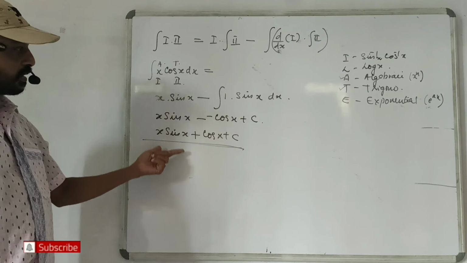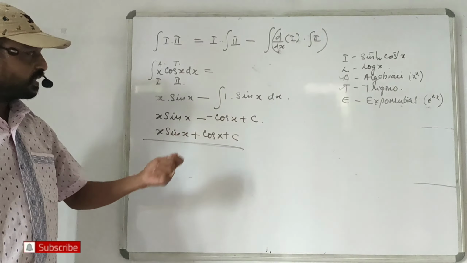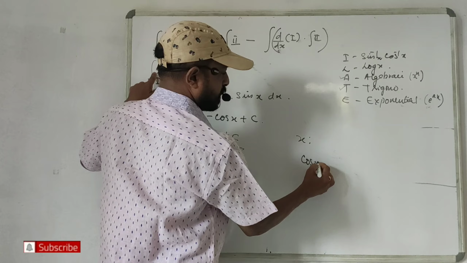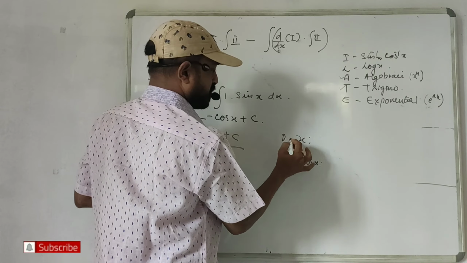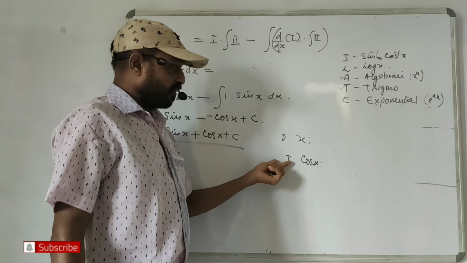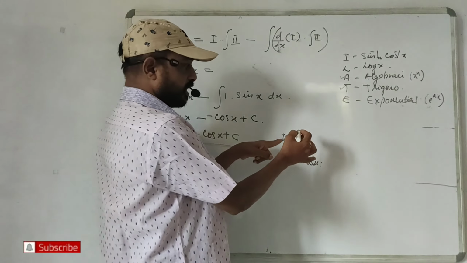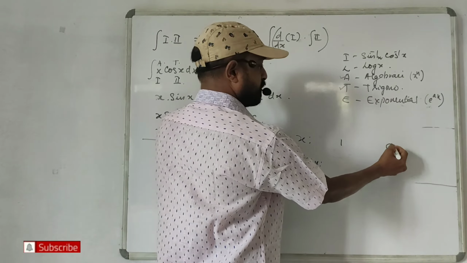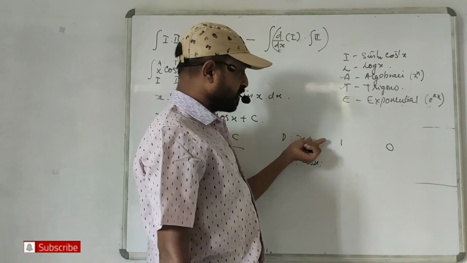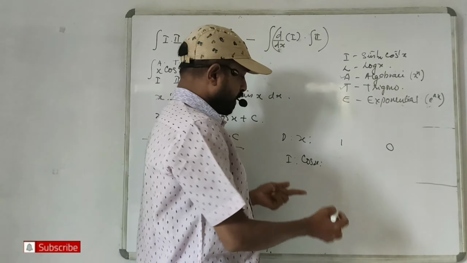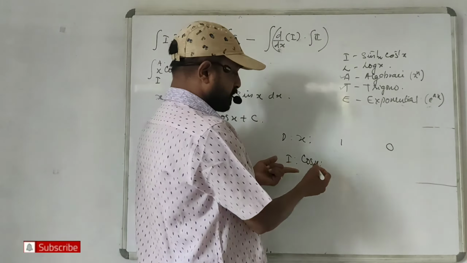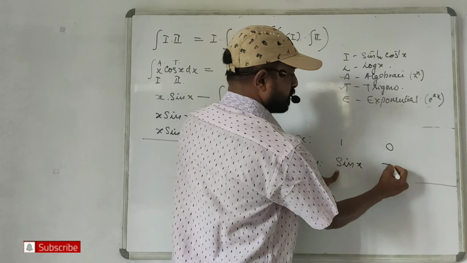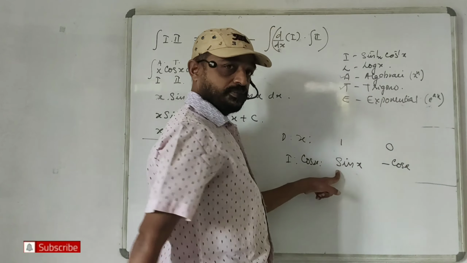How will you solve this by using the shortcut method which we have seen earlier? x is the first function and cos x is the second function. So here you will have to differentiate and here you will have to integrate successively. So what is derivative of x? It is 1. And what is derivative of 1? It is 0. That means you will have to differentiate successively till we get the value 0. And then the second function is to be integrated successively. What is integral of cos x? It is sin x. And what is integral of sin x? It is minus cos x. So the process is over.